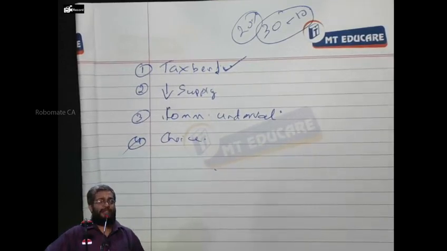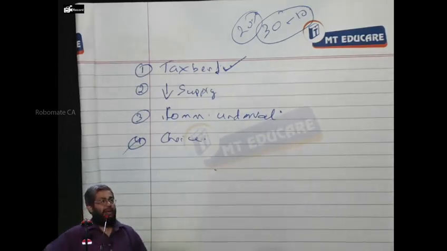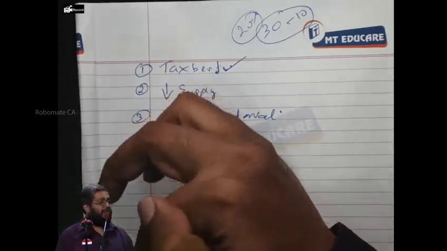Last point. Point number 5 or 6? 6. Buyback can be used to alter the company's capital structure. Okay. These are all the advantages of buyback.